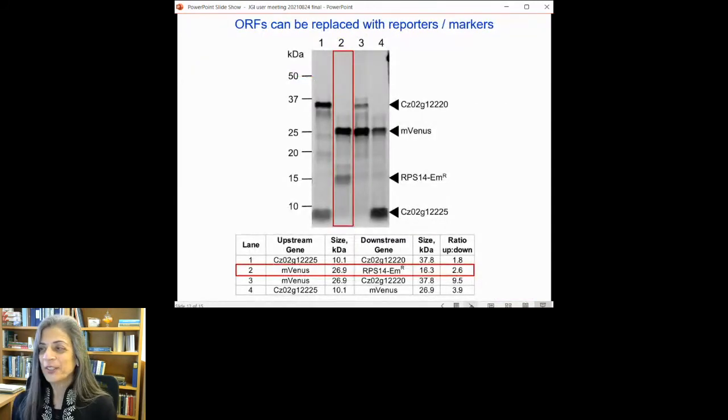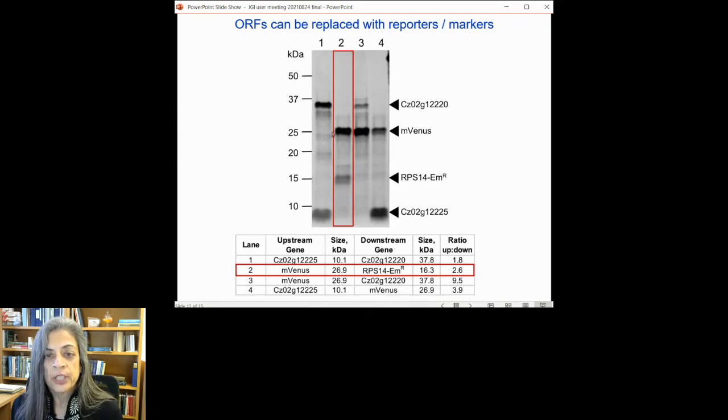So the next question was, okay, those were endogenous proteins being produced. Can we now replace the open reading frames with any protein of interest to us? So in this case, I just ask you to focus your attention on lane 2, where we replaced one of the open reading frames with the Venus reporter, essentially a GFP, and then the other open reading frame was replaced with a selective antibiotic selection marker, emetine resistance, conferred by ribosomal protein S14.